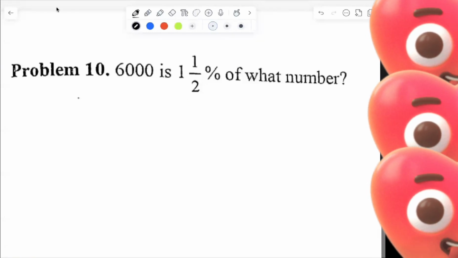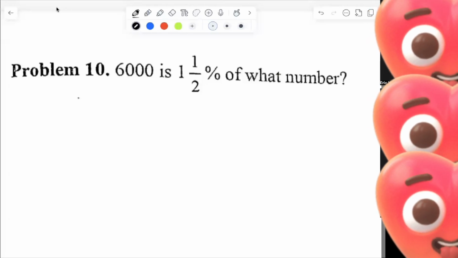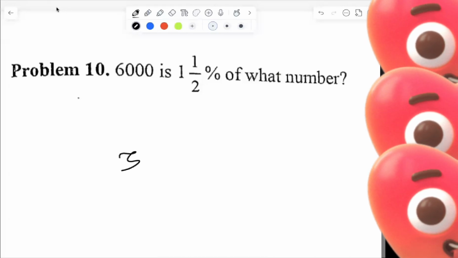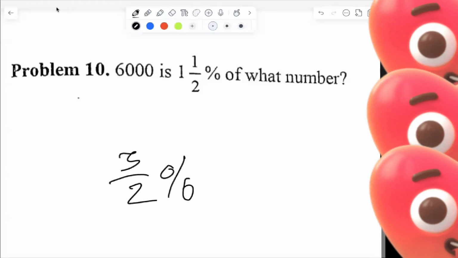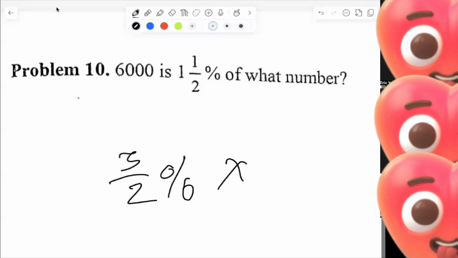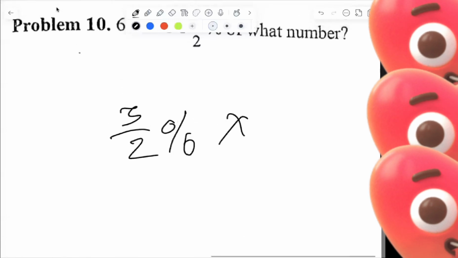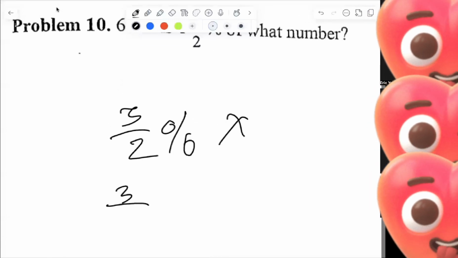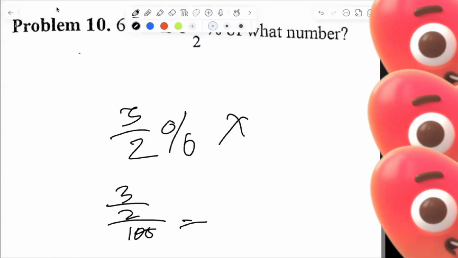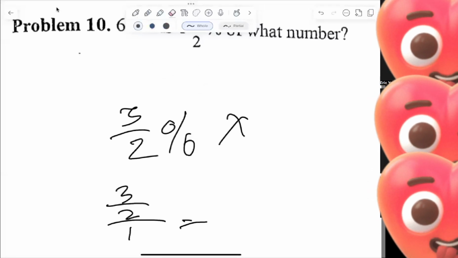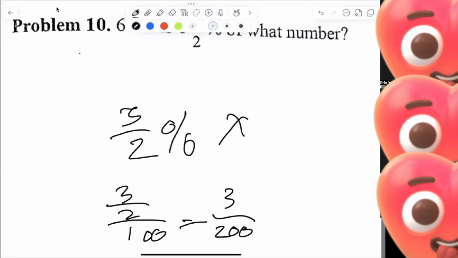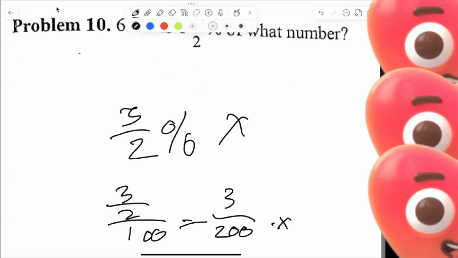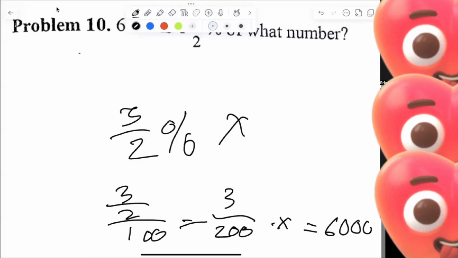So basically the answer is 400,000. Alright, let's get started. It's 0.3% of what number? Say that's X. Remember, a percent means out of 100. It's important. 0.3 out of 100, which you could write as 3/1000, sorry if it's messy, 3/200 times X. But that's equal to 6,000.